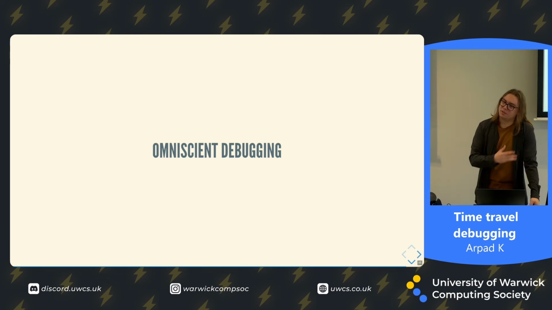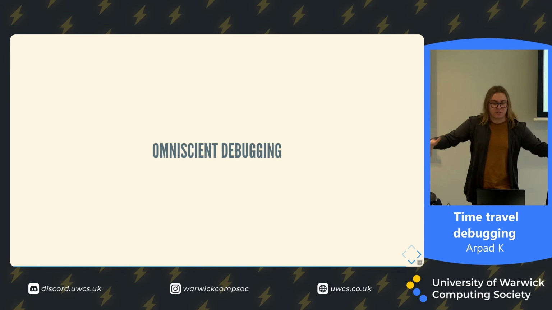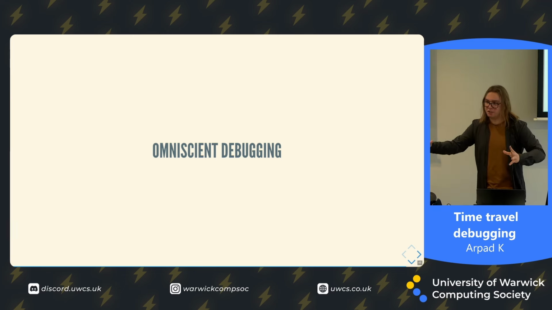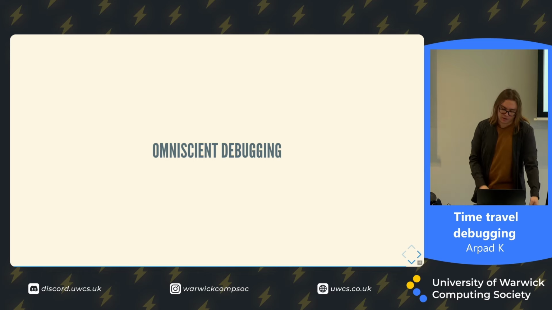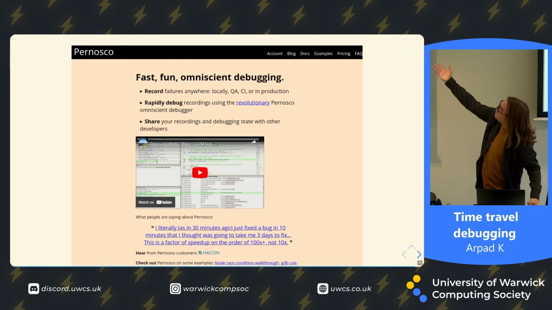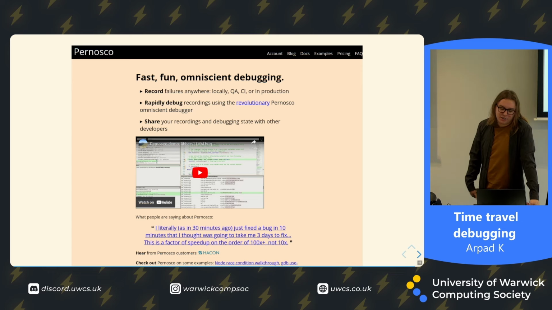With omniscient debugging, the point is that you can ask questions like, give me all the times this variable was changed to this value, and then tell me why it was changed to that value. And it'll do all of that in one go. And there are people working on this. So here's Pronosco, which is based entirely on RR.